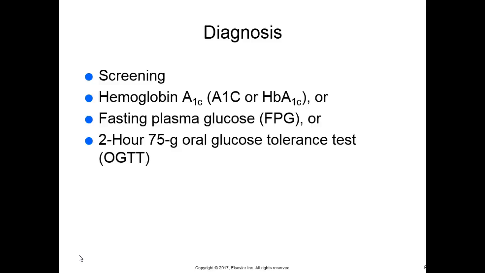How do we diagnose diabetes? The American Diabetes Association recommends screening all adults for type 2 diabetes after the age of 45, and repeating that every 3 years. They recommend either drawing a hemoglobin A1C, a fasting plasma glucose, or a 2-hour glucose tolerance test to screen for diabetes.